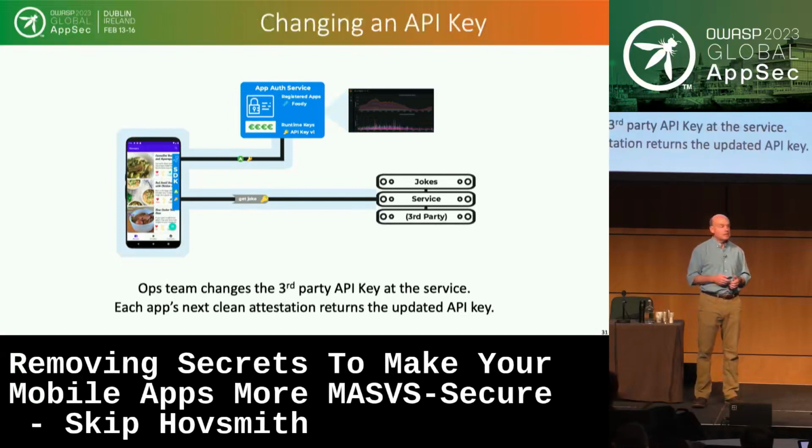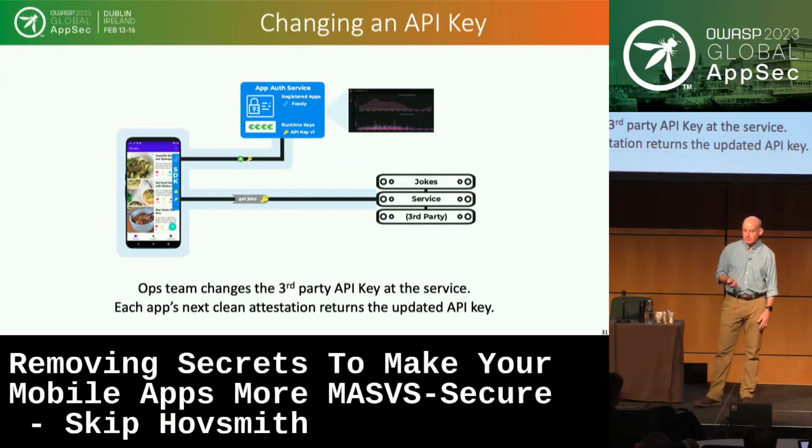Need to change that API key because Google Maps had a problem or something and they needed to pivot the key on you? You can do it instantly because all you're doing is changing it in the cloud, as opposed to having to go and fix it down in the app and reissuing the app through.